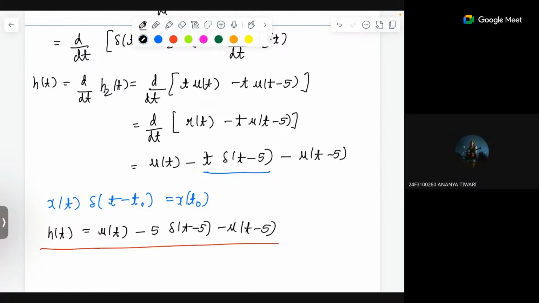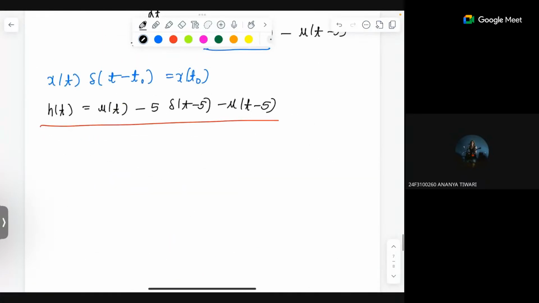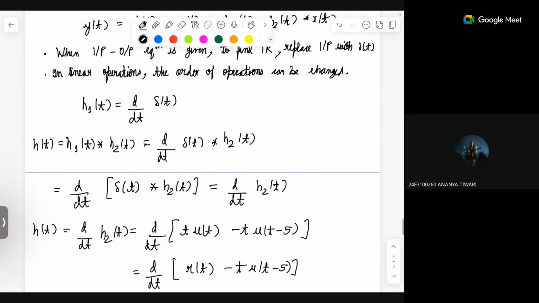So this is my overall impulse response of the system. Is this solution clear? Yes, ma'am. Okay, so the next question is similar, and here you have a combination of cascading and summation. This was second, right? Okay, third one.